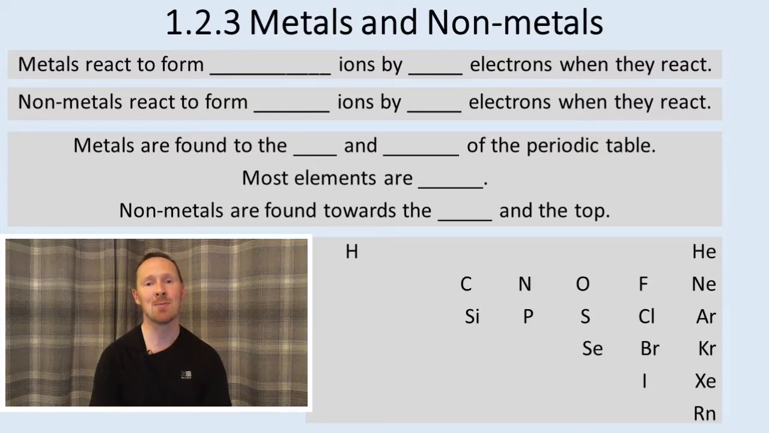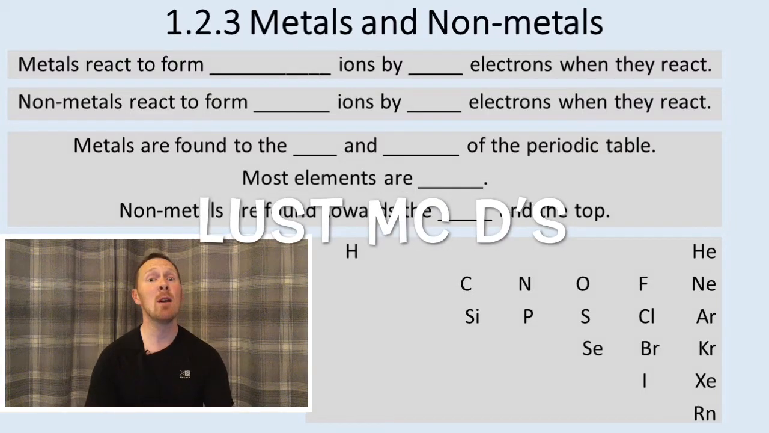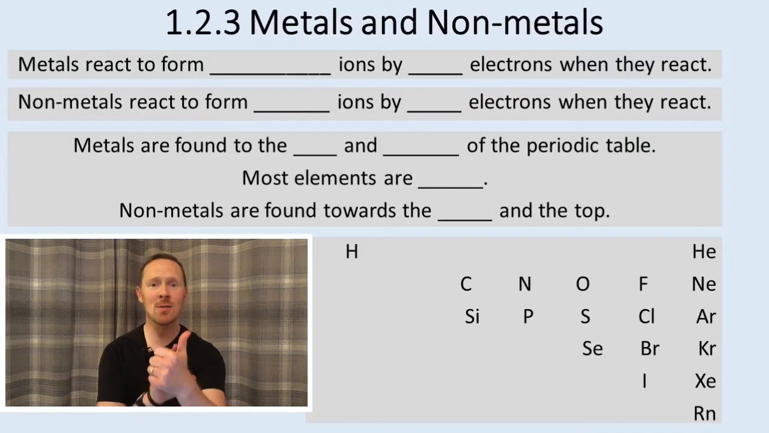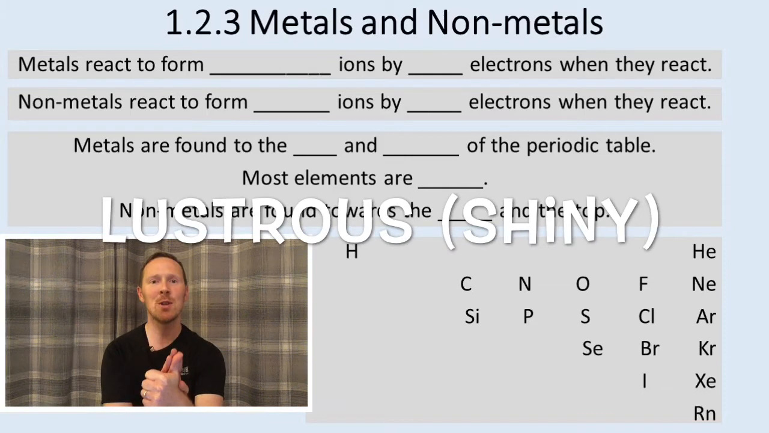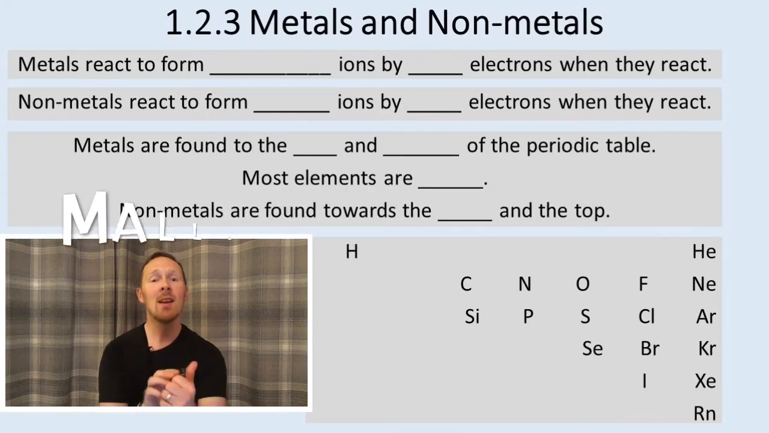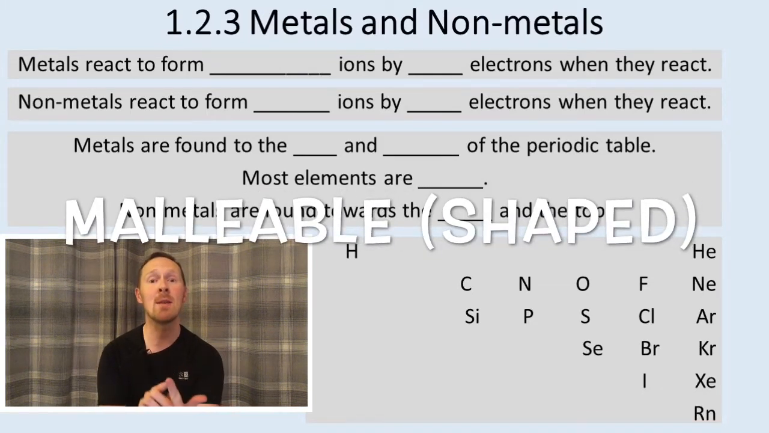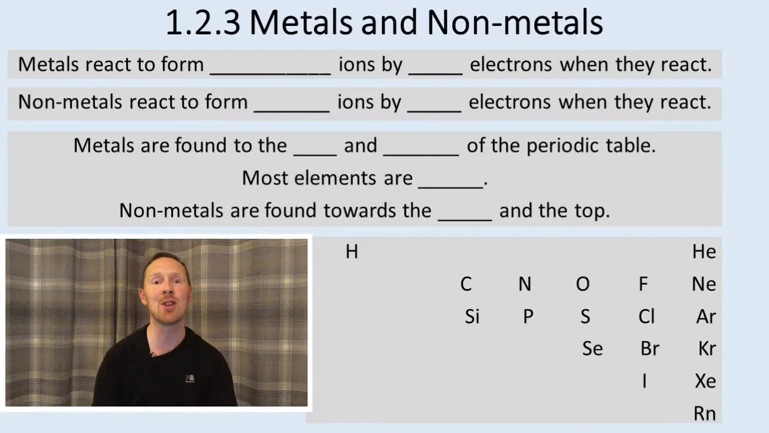My class, remember, lust after McDonald's. LUST MCDS. So L stands for lustrous, which means that metals are shiny. Secondly, we've got this idea of M. It means that metals are malleable, it means they can be bent into shape easily.